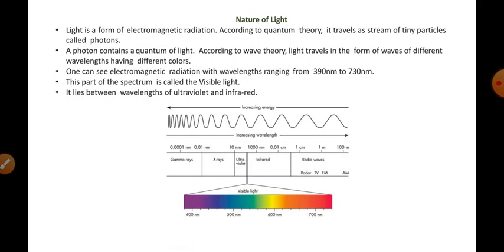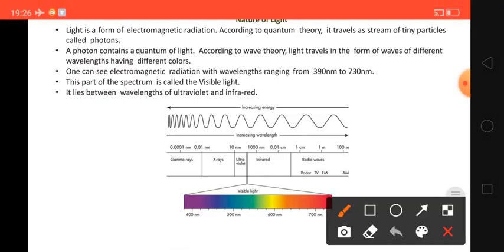Now next, let us study the nature of light. Now light is a form of electromagnetic radiation, and according to quantum theory, it travels as a stream of tiny particles which are called photons. A photon contains a quantum of light, and according to the wave theory, light travels in the form of waves of different wavelengths having different colors. Okay, so one can see electromagnetic radiation with a wavelength ranging from 390 nanometers to 730 nanometers. So you can take this as the range.